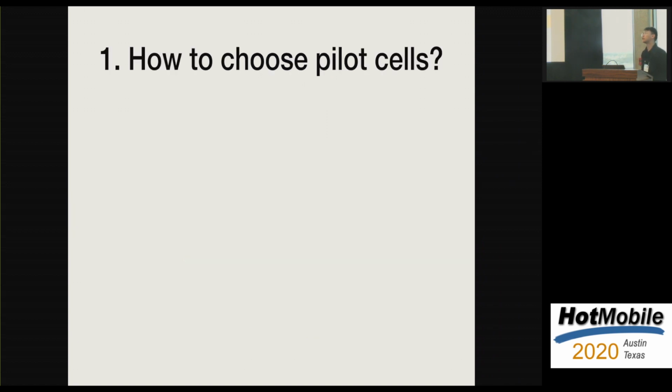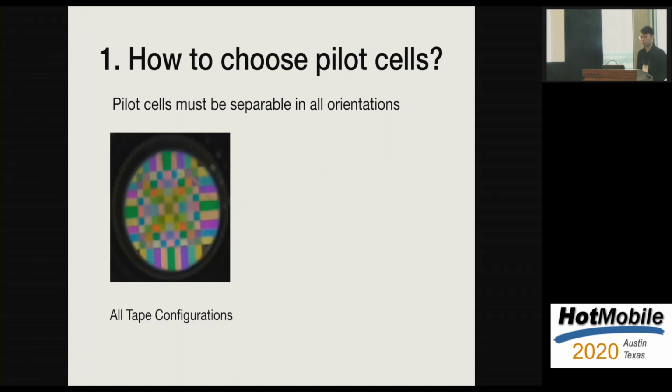So with this design, two main questions arise. First, how to choose pilot cells? One essential property of the pilot cell is that they must be separable in all orientations. At the same time, the color difference should be large enough to guarantee robustness. So in our experiment, we tested all tape configurations and selected 4 out of them, which strike the best balance for this particular size. Notice that here 4 is not a fixed number. You can change it according to your application.